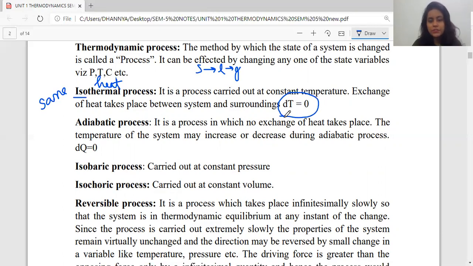So that kind of system and surroundings, whatever heat exchange is happening, when I am keeping the value of temperature constant or 0, that type of systems are called isothermal processes. Now we'll take up adiabatic in the later stage.